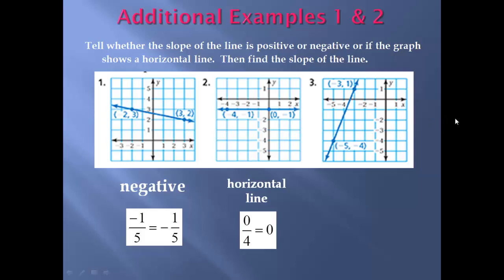For number 3, going from left to right, our graph is going up, it is rising, so we have a positive slope. Now we need to look at the numbers. We go up 1, 2, 3, 4, 5. So our rise is 5 and our run would be 1, 2. So we have 5 over 2, or 5/2 is our slope.